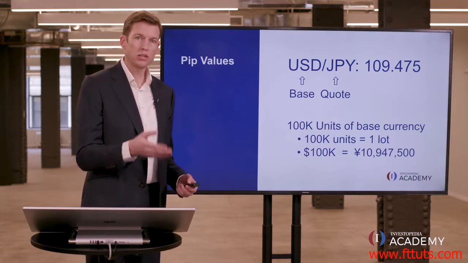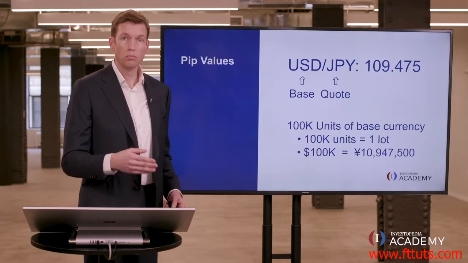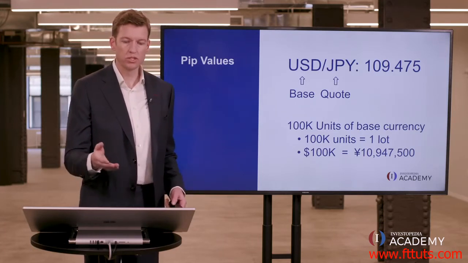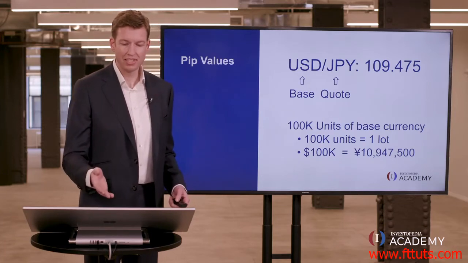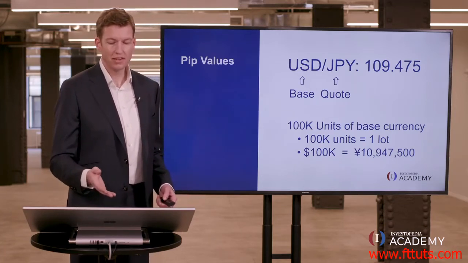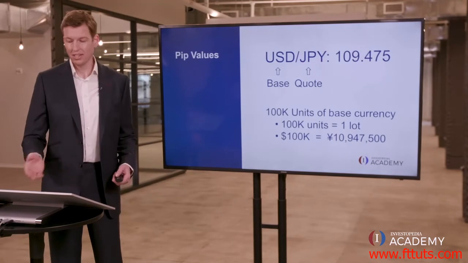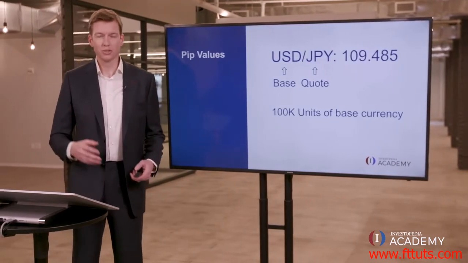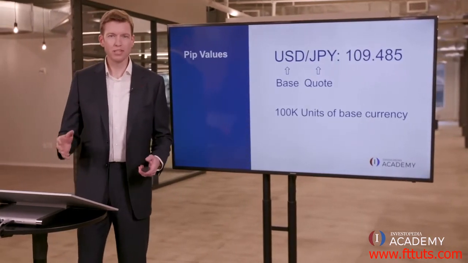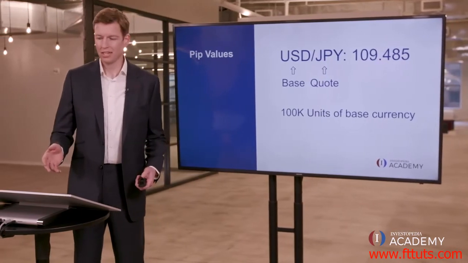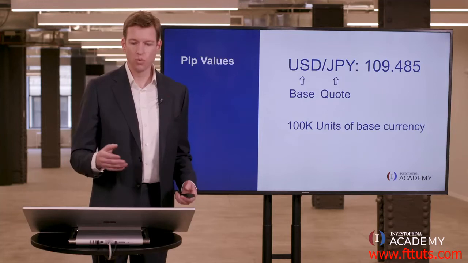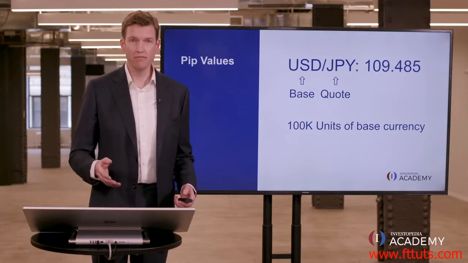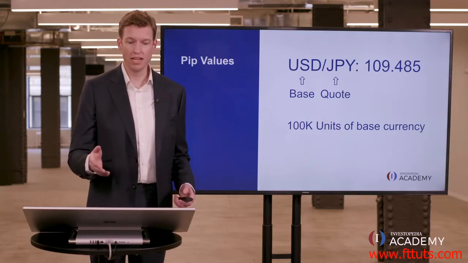Let's do a little bit of multiplication here. We have $100,000 worth of value. We're going to multiply it by the exchange rate, which is 109.475. That means we're trading basically 10,947,500 yen worth of value. Knowing that information, we can figure out what a pip is actually worth. Let's assume that our exchange rate has changed. So now it's 109.485. It used to be 475, now it's 485.